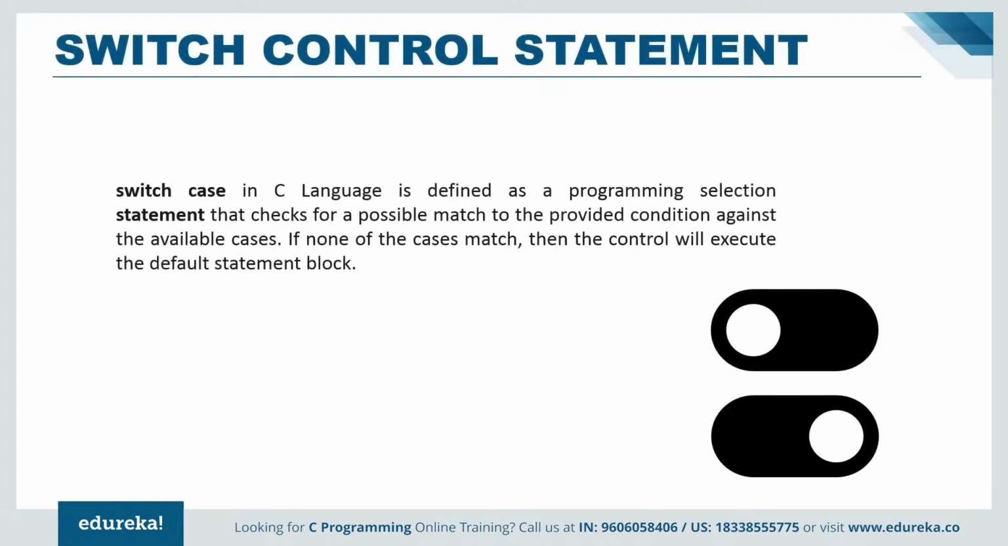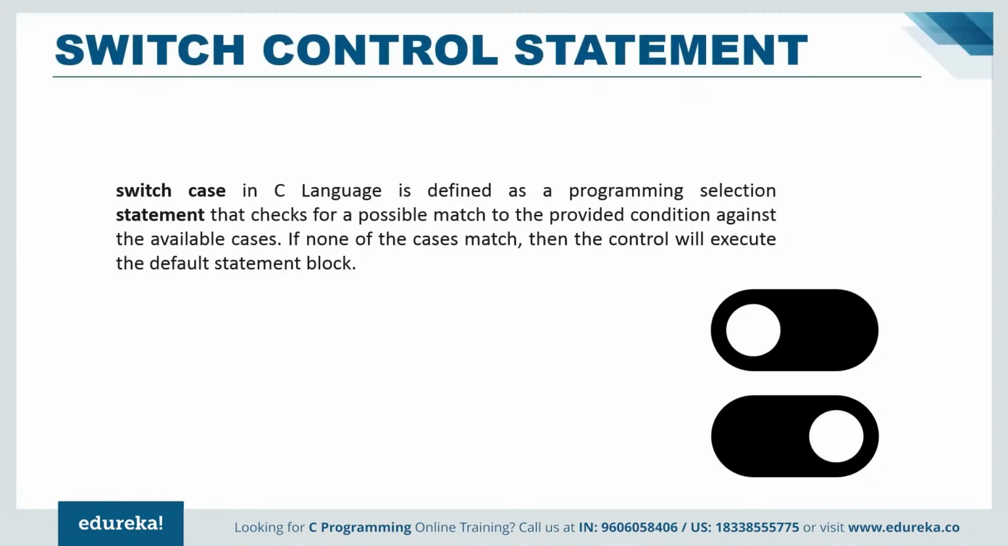The switch case in C language is defined as a programming selection statement that checks for a possible match to the provided condition against the available cases. If none of the cases match, then the control will execute the default statement block. This is completely similar to the else if ladder. Here, you'll have multiple cases. So the compiler will check for a match between all the available cases. And then, if any case matches, the code segment inside that particular case will be executed. If the input does not match any of the provided cases, then there will be a default case or default code segment which will be executed by default.